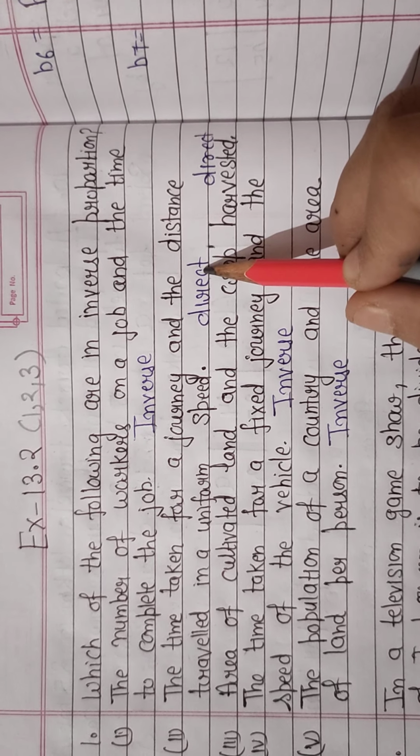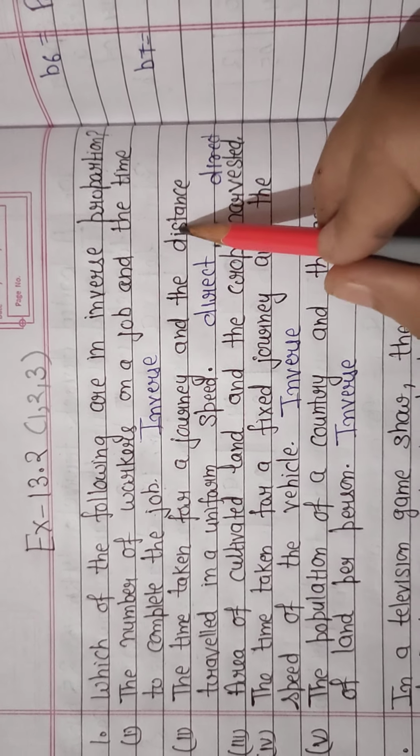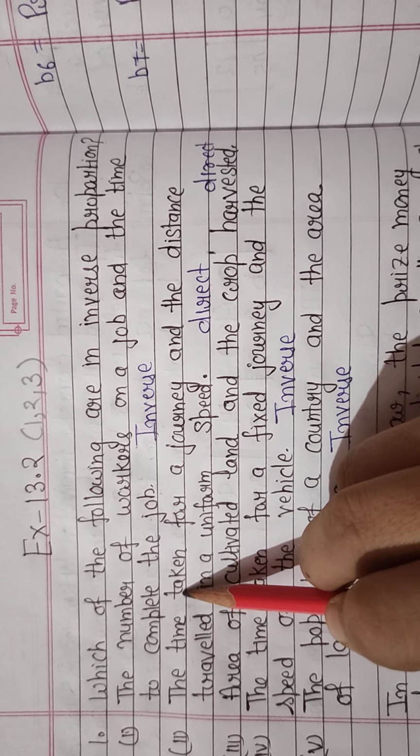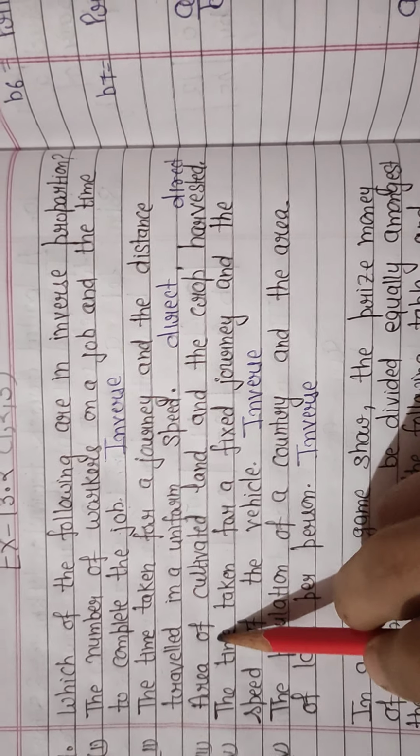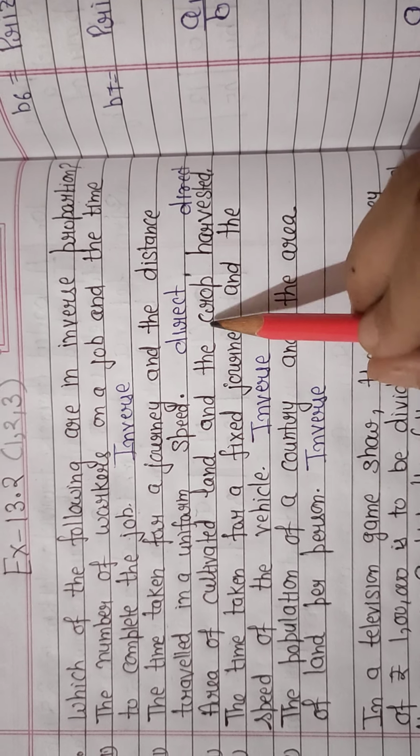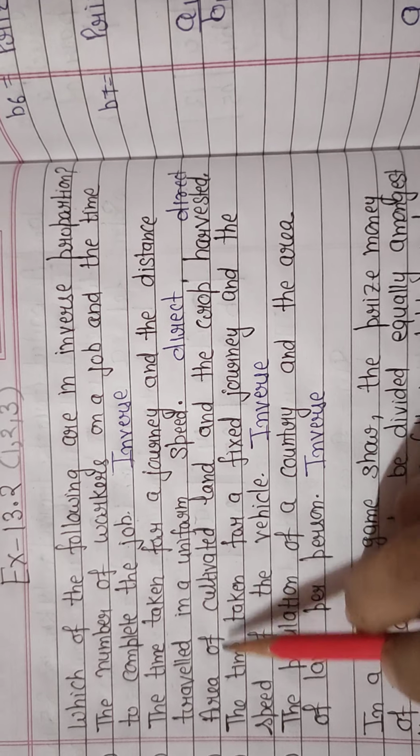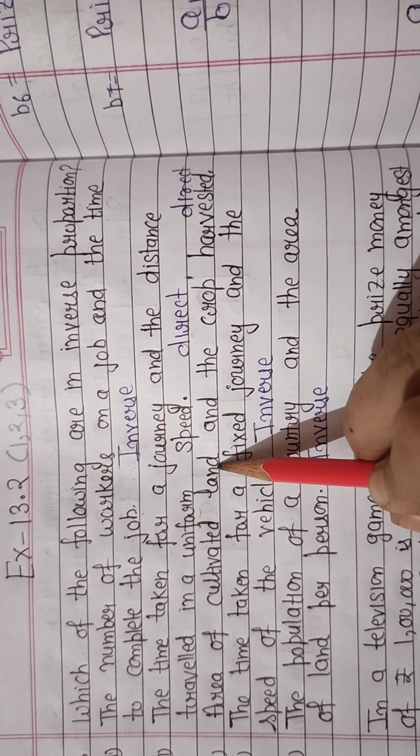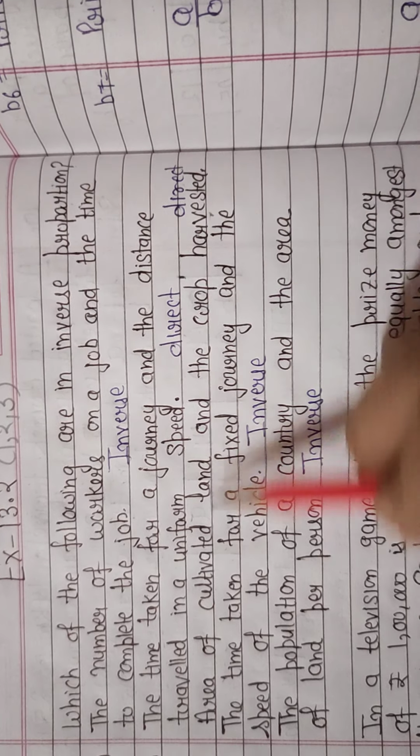The time taken for a journey and the distance traveled in a uniform speed. This is in direct variation because we can cover more distance in more time if the uniform speed is there. So it is direct variation. The area of cultivated land and the crop harvested. It is also in direct variation. If the area of the cultivated land increases, then the crop harvested also increases.